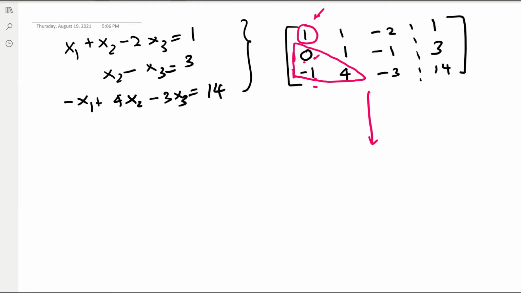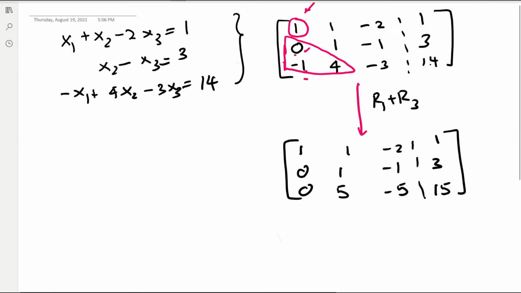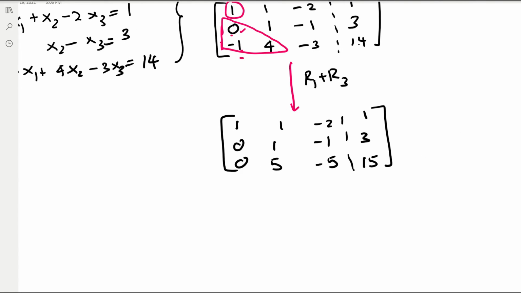So the way that I'm going to do it is simply add the first row to the third row, right? 1 plus negative 1 is 0. So first row doesn't change. 1, 1, negative 2, 1, 0, 1, negative 1, 3, 0, 1 plus 4 is 5, negative 2 plus negative 3 is negative 5, 1 plus 14 is 15. Okay, that's easy. Right, now the next thing to do is, let's see.